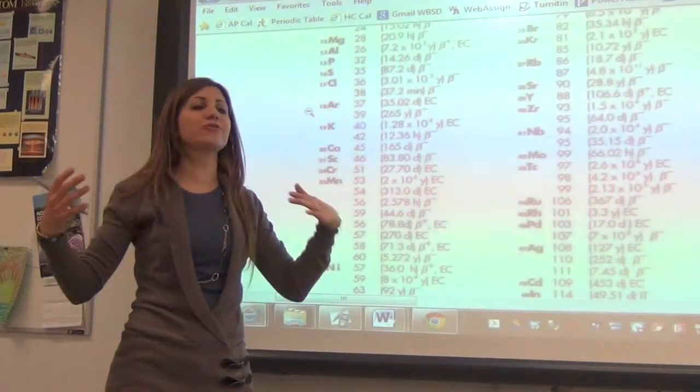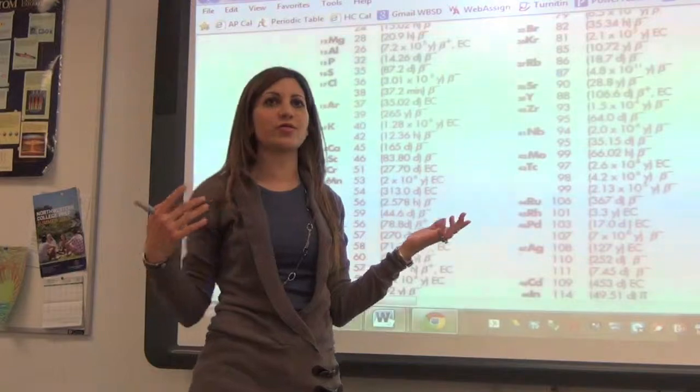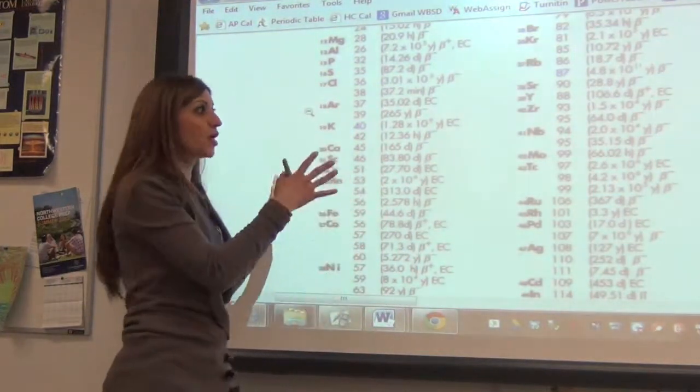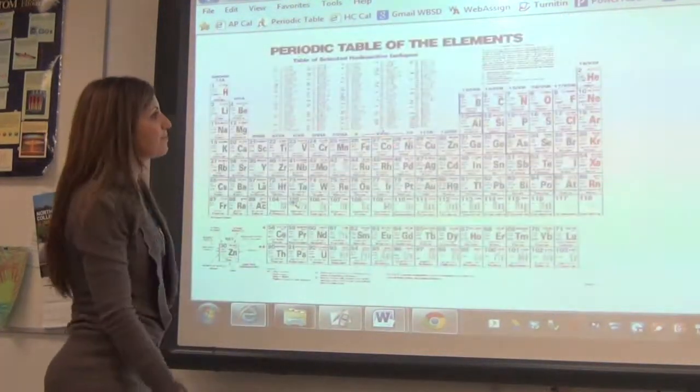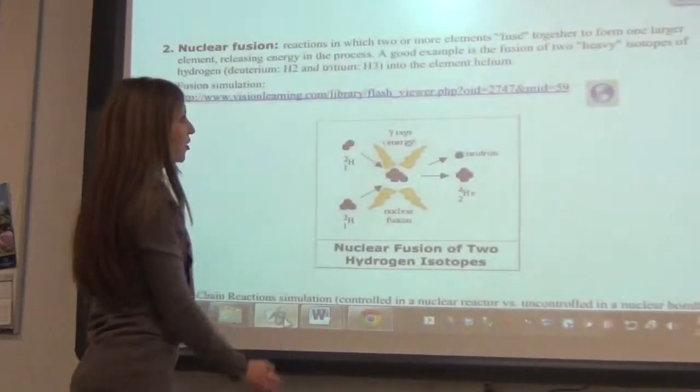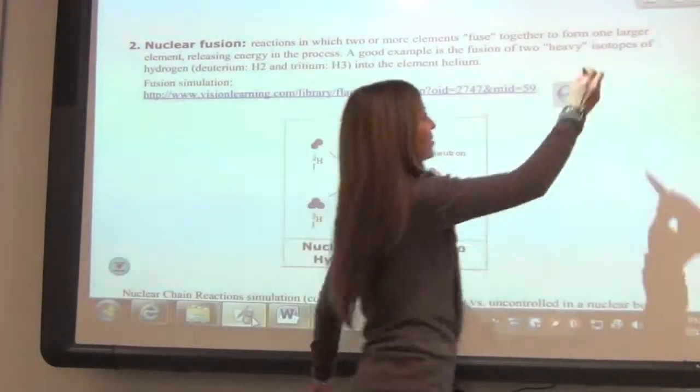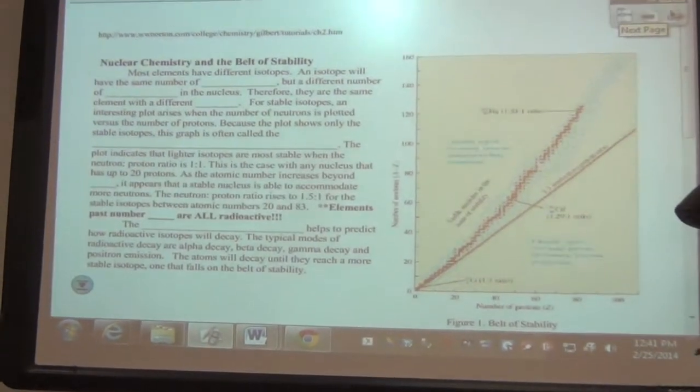So really important that you understand this. Later on, what we'll do is we'll do calculations with this. But to start, we're just going to talk about the different modes of decay. Okay, so let's take a look back at the notes here. So now we're flipping to the second page here.